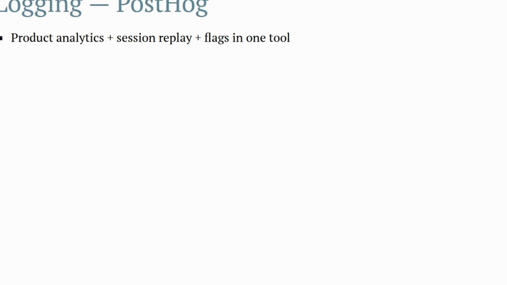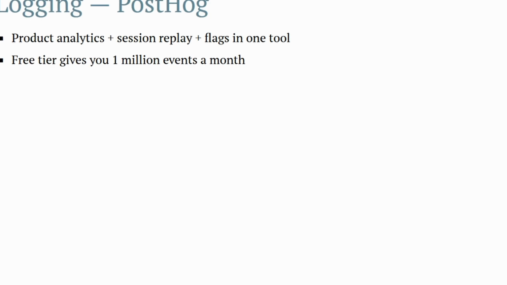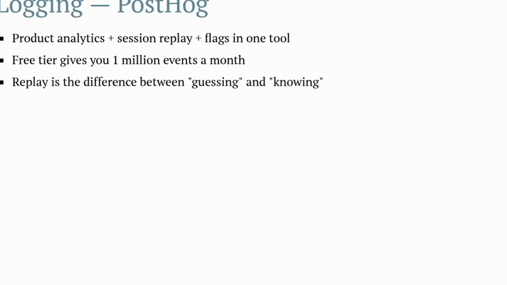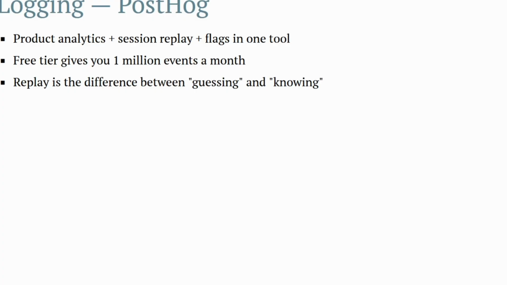It also helps you in development as well. So PostHog is my go-to. The free tier gives you up to 1 million events a month. Again, a very generous free tier. Replaying is the difference between guessing and knowing what's going on inside of your product and inside of features that you just built. So you need to know how users are actually using your product.